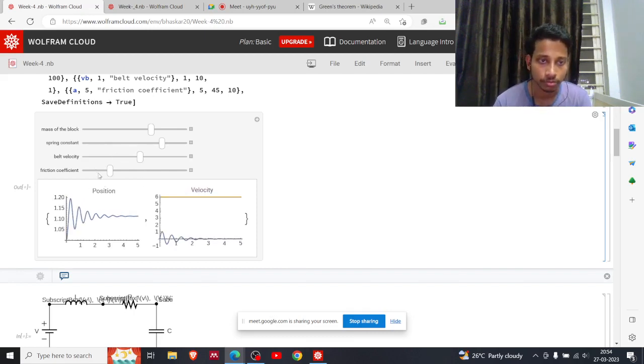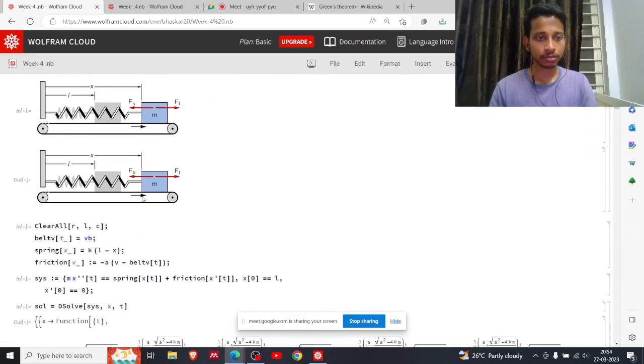So this is how we can see the effect of these 4 parameters. This is the actual visualization of a physics problem in Mathematica. Have you come across any kind of this problem?